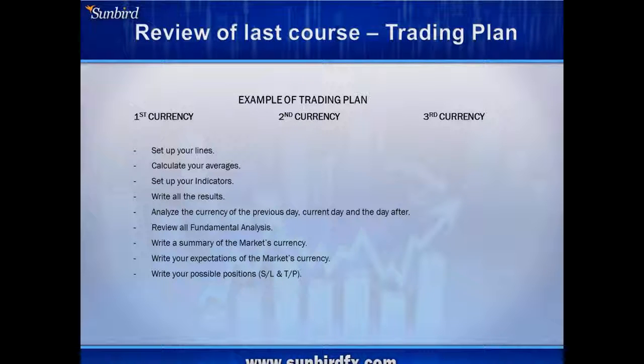Write a summary of the market's currency. Write your expectations of the market's currency, so you write exactly what you expect. Then you write all possible positions. By the way, like I said in our previous course, you have a target of how many trades per day you're going to open. Write your possible positions. Let's say on the first currency you choose 3, on the second currency you choose 4, and on the third currency you choose 3. So just write all possible positions, and then you choose where to put them.